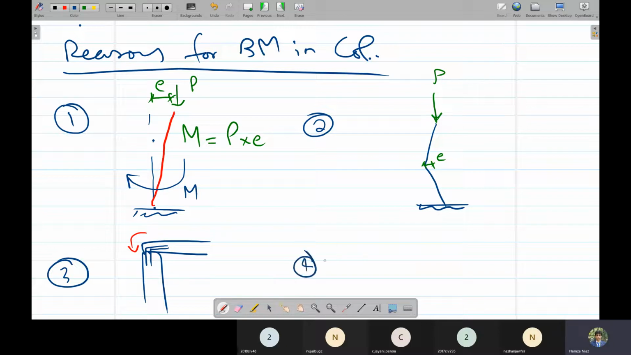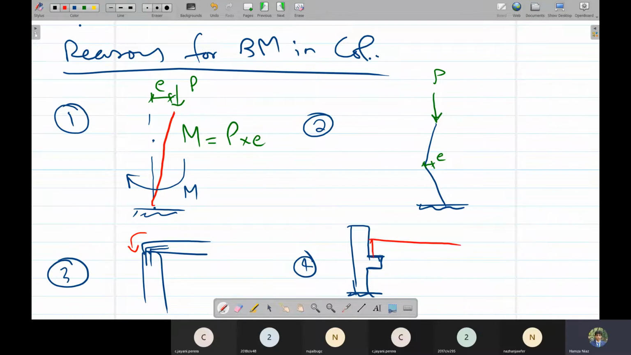Another reason could be that sometimes brackets are provided in columns. This region is called a bracket. Why are these provided? Because beams rest on these brackets. If the column is very high, we cannot cast the beam at the same time as the column, which is cast in one go. So we provide brackets in the column, so that in the future, if required, we can cast a beam on it.